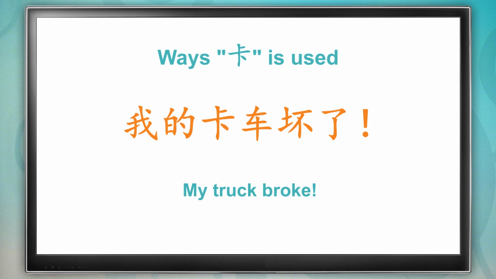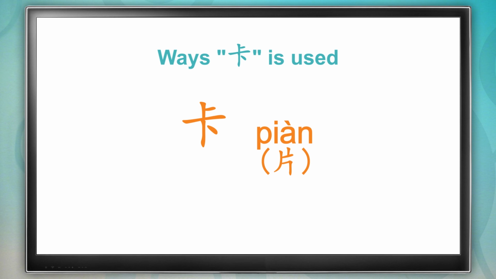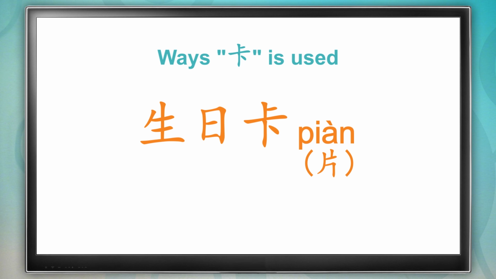Now, let's look at one more example of how 卡 is used. Read it with me. 卡片. This means card. We will learn the character for 片 in just a moment. 卡片 can refer to any type of card, but most commonly refers to greeting cards. You can add the name of a holiday before 卡片 to refer to specific type of greeting cards. For example, 生日卡片 means birthday card.